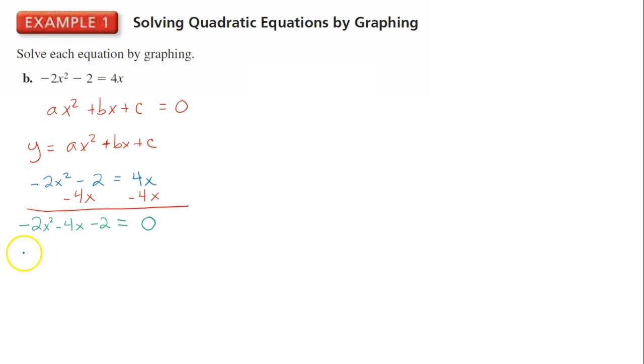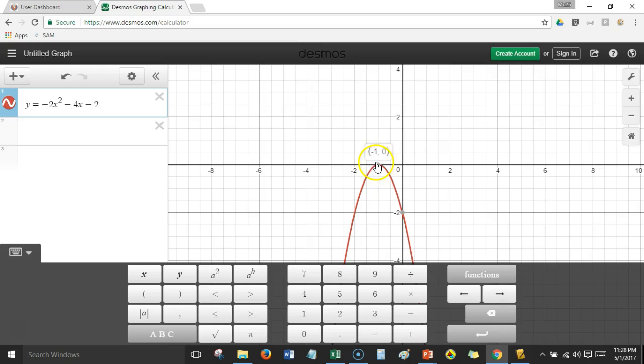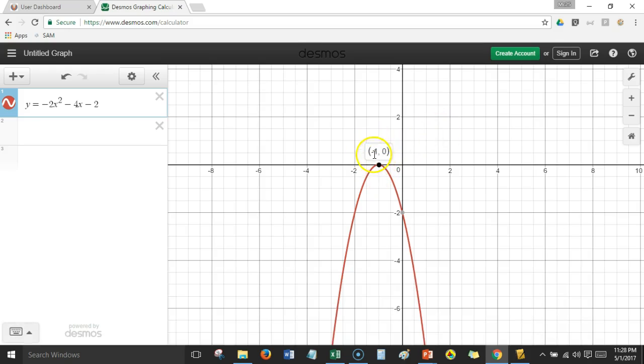So what I'm going to graph is y equals -2x squared minus 4x minus 2. So I'm going to put this guy in my calculator. So it looks like the only x-intercept it has is at -1. So x equals -1. Don't be tricked by that, because y isn't 0 right there, right? We're only solving this quadratic equation when y is 0.